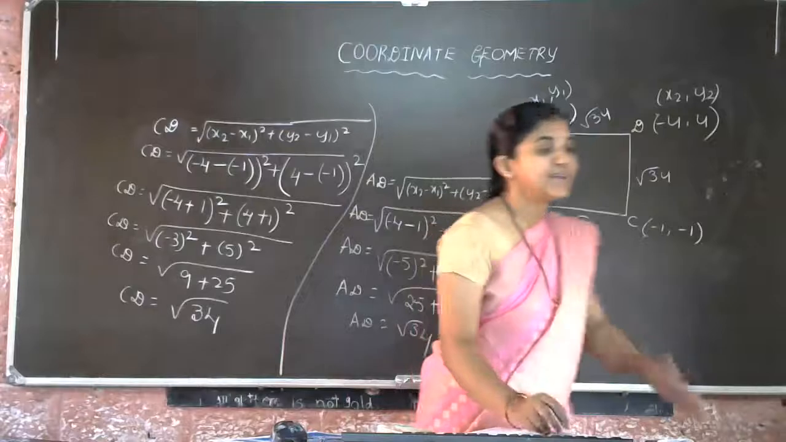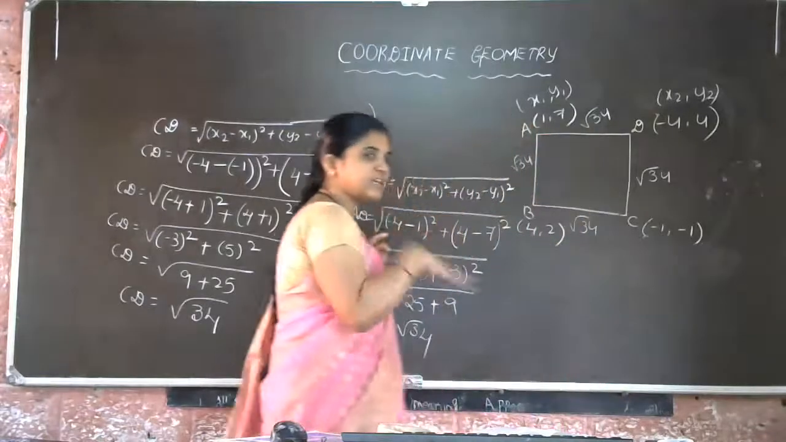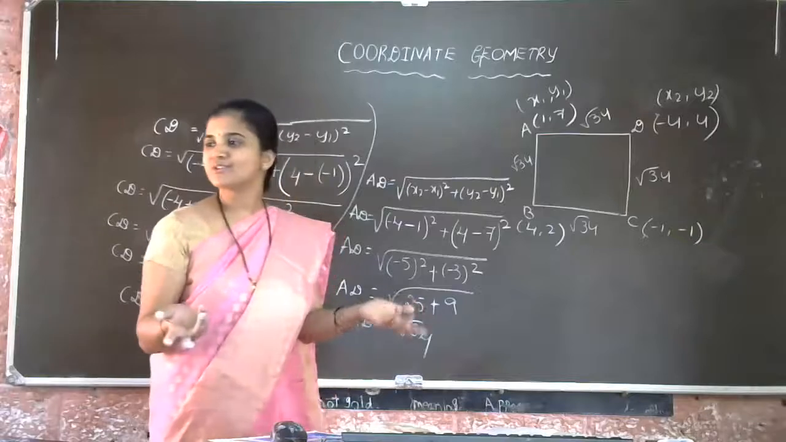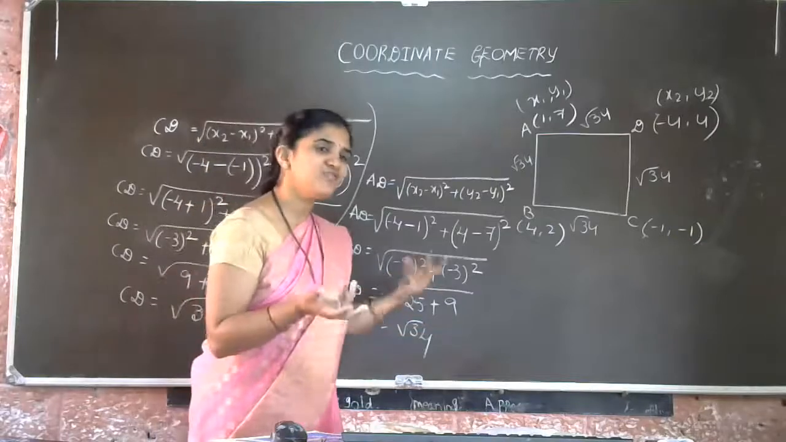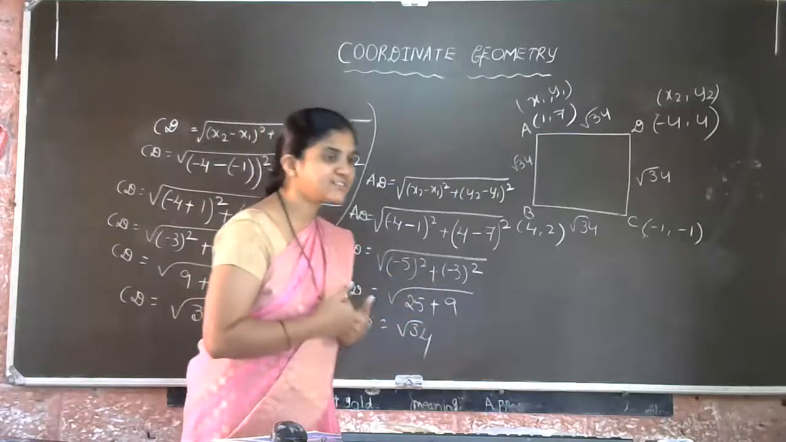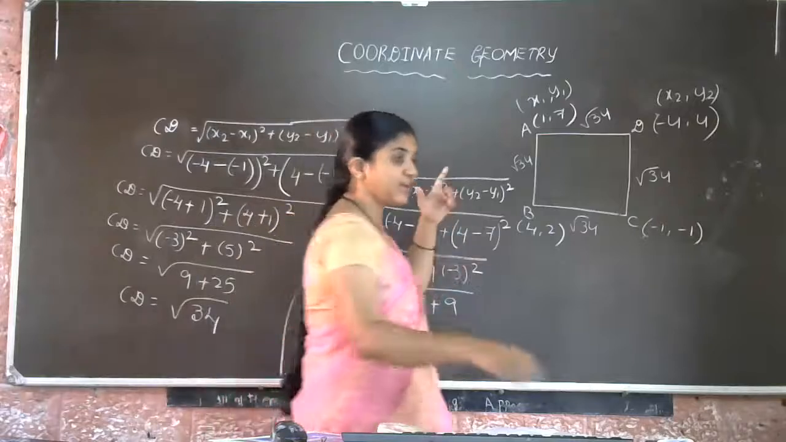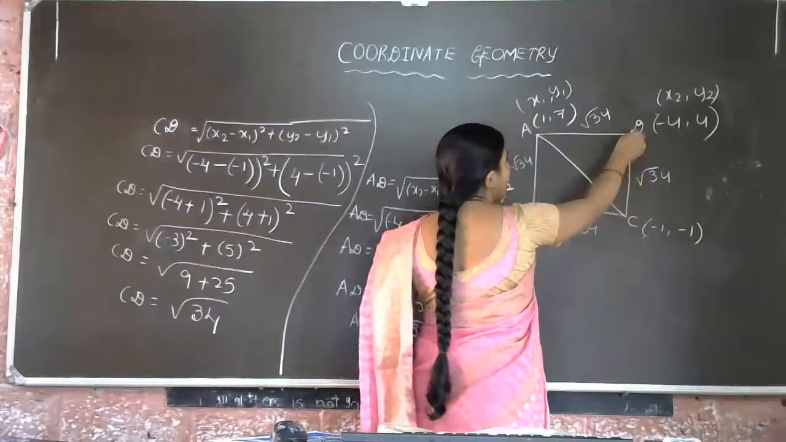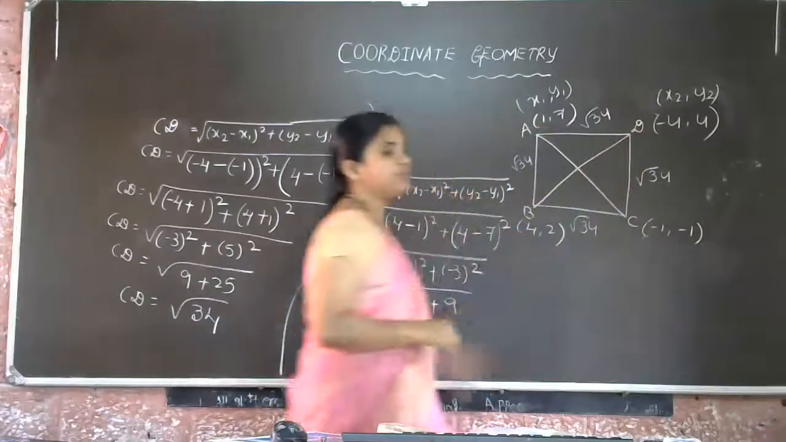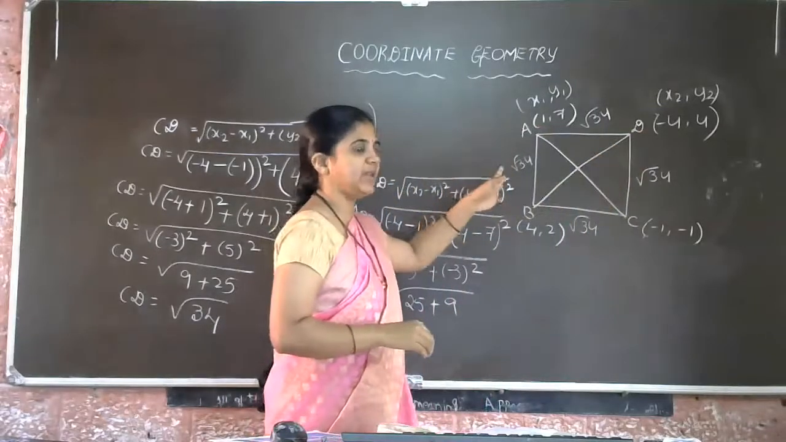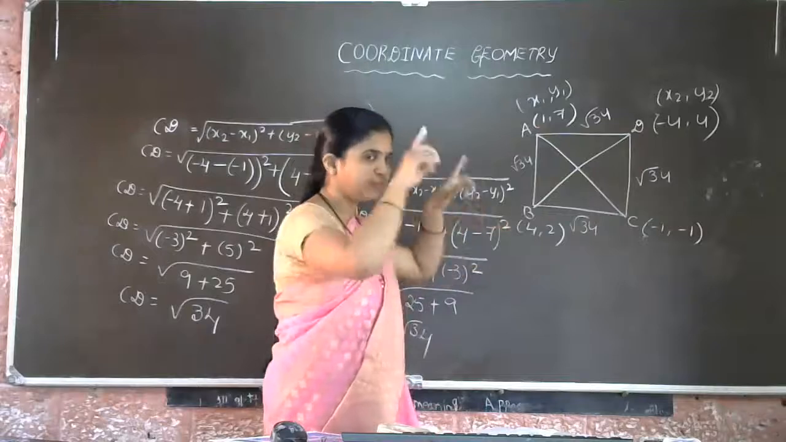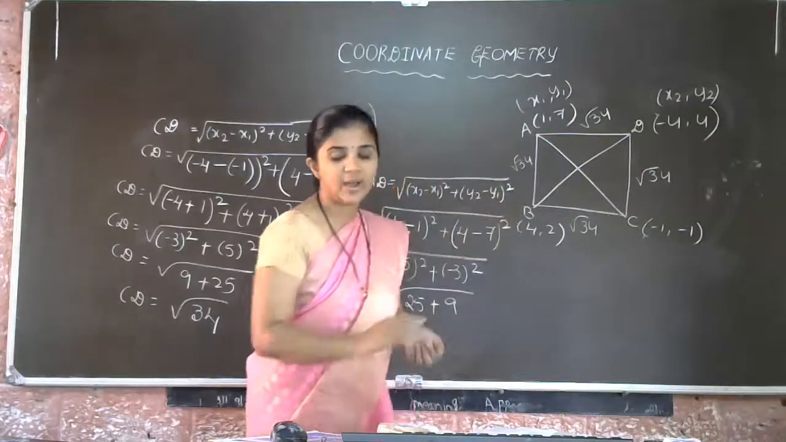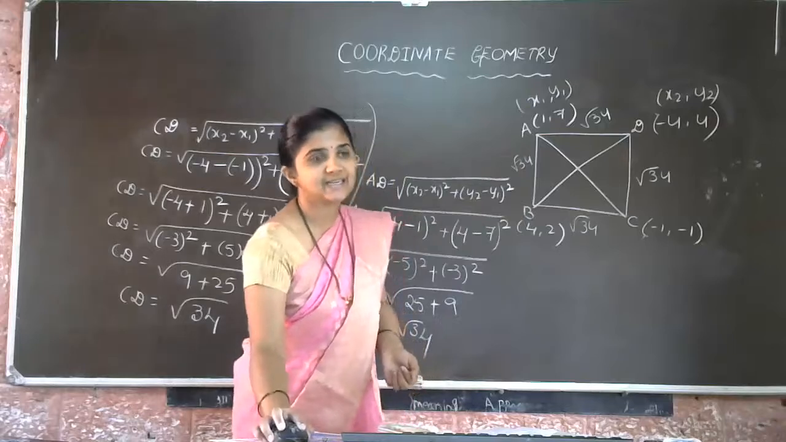Because if we say that all the four sides are equal, then it is a rhombus also. In a rhombus all four sides are equal, but the diagonals are not equal. So here we have to find out the distance of AC and DB. If AC and DB are equal, then all the four sides are equal to each other and the two diagonals are equal to one another, so we can say that it is a square.